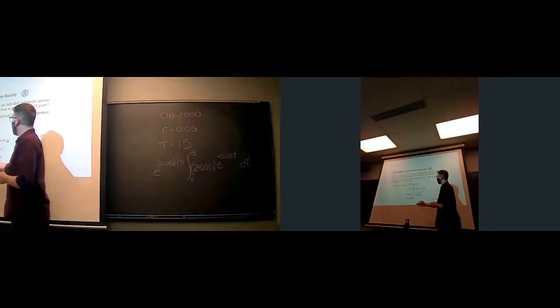So we're going to say, all right, cool. The amount of this annuity is going to be e to the 0.05 times 15 times the integral from 0 to 15 of 2,000 times e to the negative 0.05 t dt. So comparing exactly what they wrote out, right?